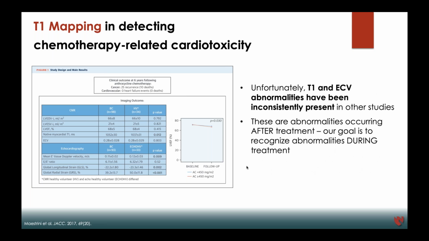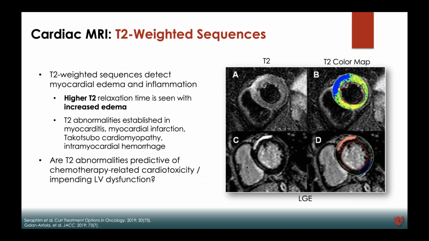But the problem with these two studies is that we're checking for abnormalities in our T1 and ECV after their treatment. Our goal is to recognize abnormalities during treatment. And unfortunately, T1 abnormalities and ECV abnormalities have been inconsistently present in other studies. So definitely more work to be done with T1 and extracellular volume. I think there's still potential there, especially comparing these head-to-head with T2 weighted sequences, I think that we'll get some useful information.